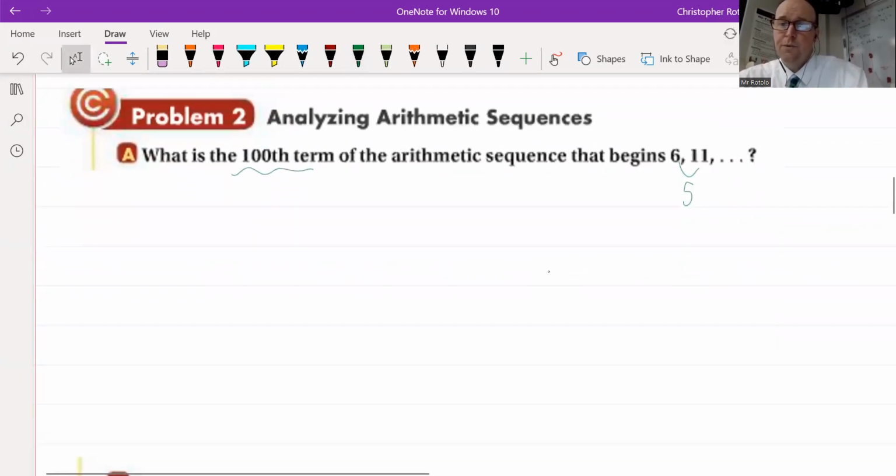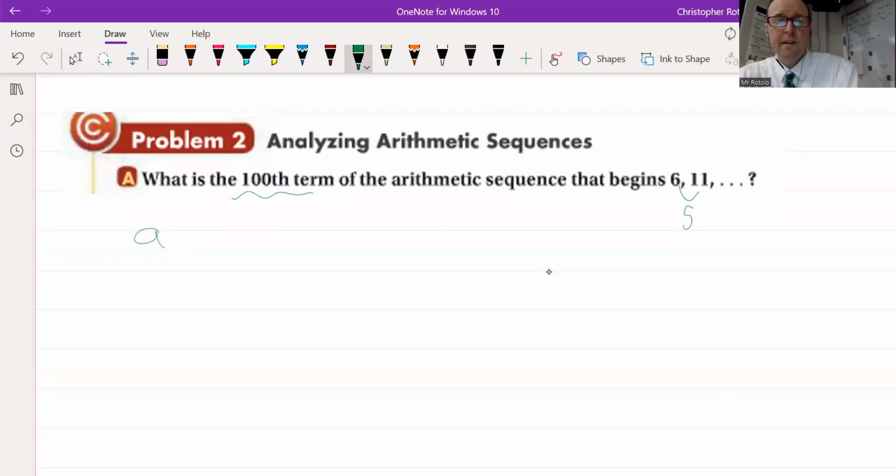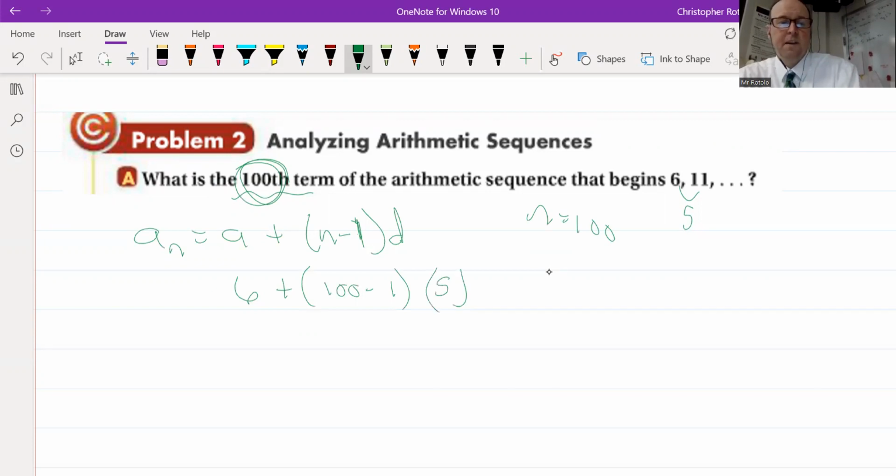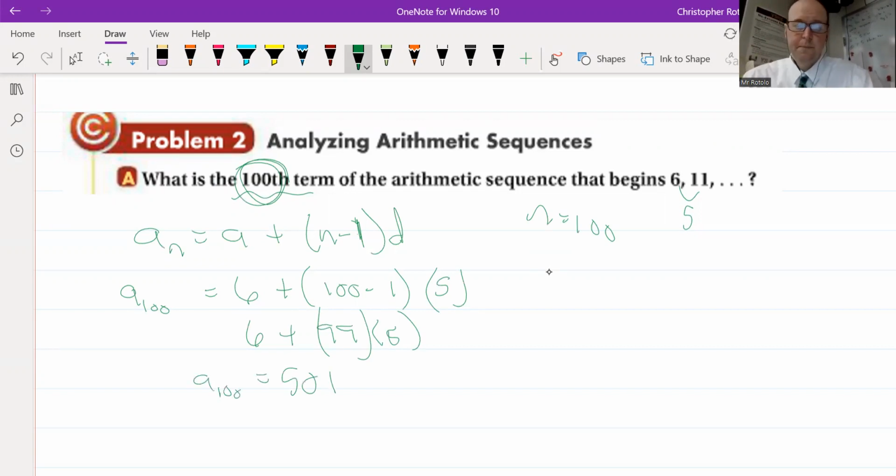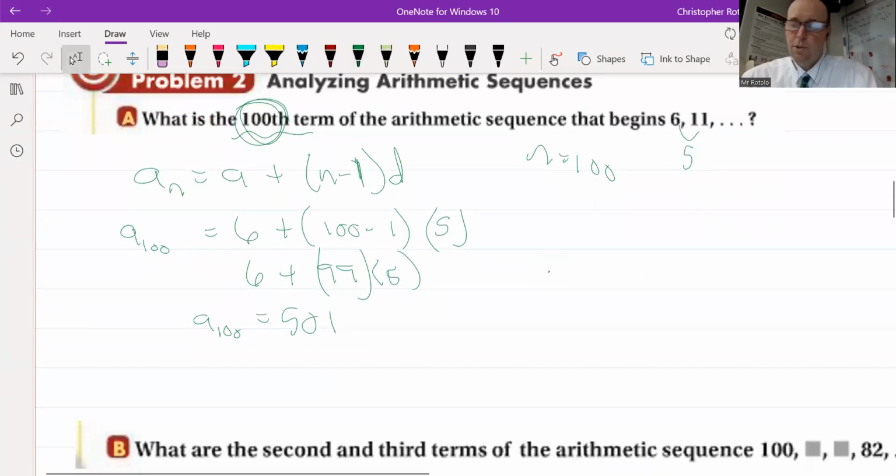So what we're actually going to do is use a formula for it. What do I need? I need to know a sub n equals the first term plus n minus 1 times d, got to be a 1 there. Right, so what are the things I know? I know the first term is 6. I want the 100th term, so n equals 100. So 100 minus 1. And the difference was 5. That's going to give me a sub 100 because I want the 100th term. All right, so we got 6 plus 99 times 5. 99 times 5, and then add 6. So I have 501. So the 100th term is going to be 501. So not too shabby. And that's how we use our formula.